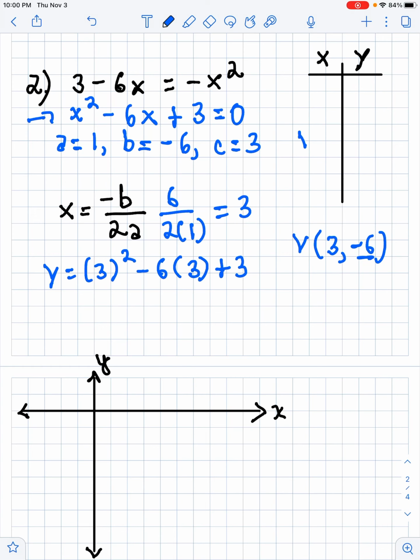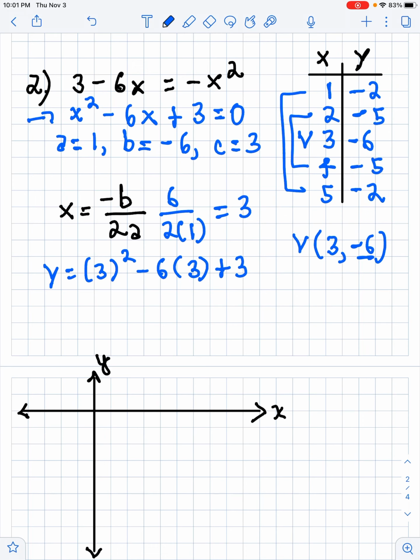So in my table of values, here's my vertex, (3, -6). Two values to the right of 3 are 4 and 5, and two values to the left are 2 and 1. And as long as they're equidistant on either side, we do have symmetry. I'm probably going to plug in 1. 1 squared is 1 minus 6 times 1. So 1 minus 6 is -5 plus 3 is -2. That means 1 is paired with -2. Then if I plug in 2, 2 squared is 4 minus 6 times 2 is 12. 4 minus 12 is -8 plus 3 is -5.